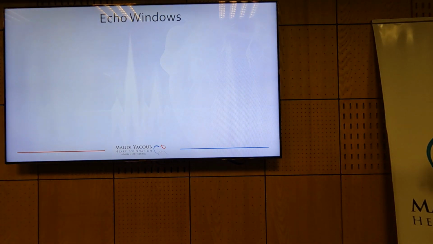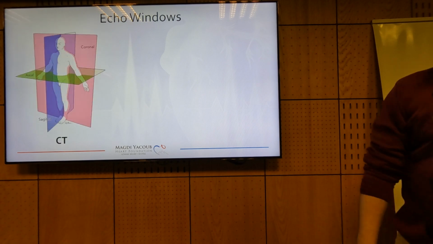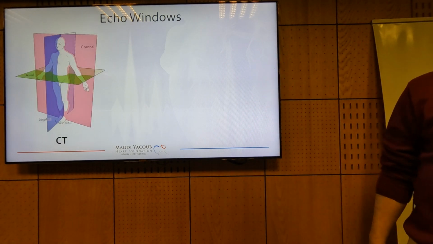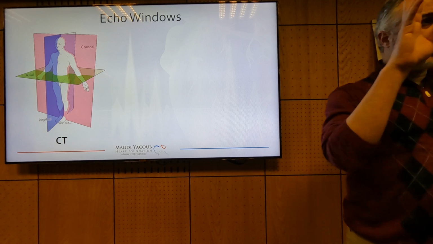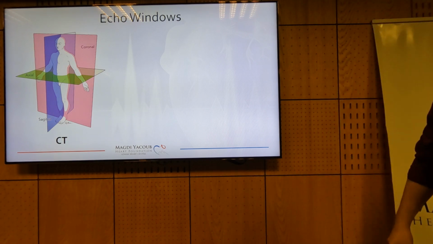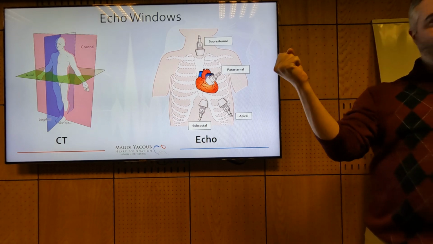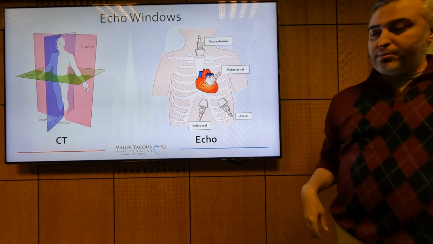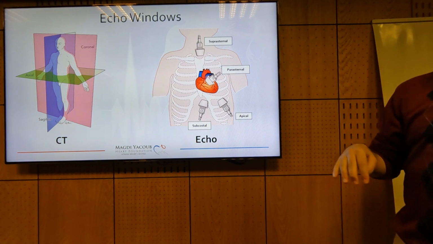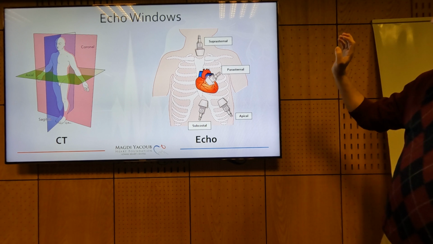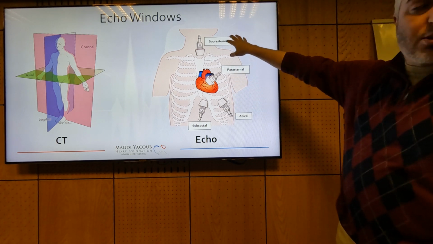So let's talk echo. Like the CT, where you get cut sections, and then you call that in the CT axial, coronal, sagittal. In the echo, you also take cut sections, but since the probe is, you can control where to look from, you just get cut sections in the heart at different areas, and then you call that echo window. So parasternal, subcostal, apical, and suprasternal.